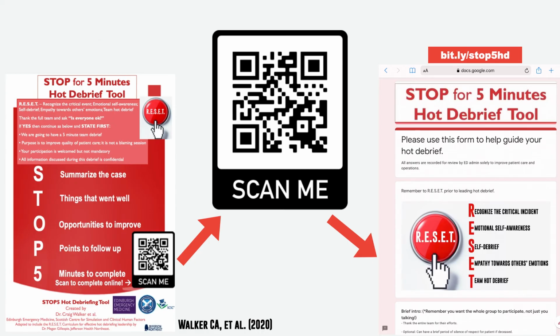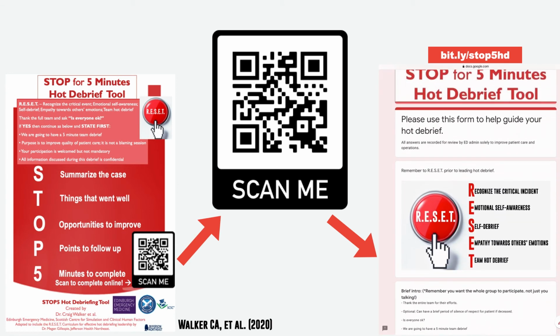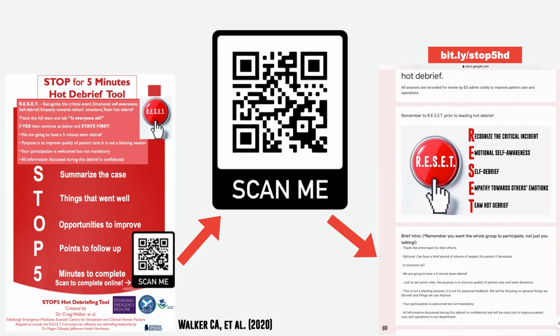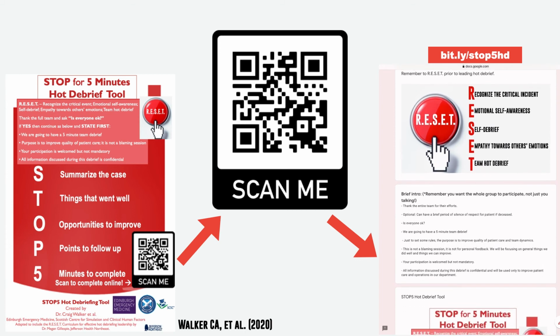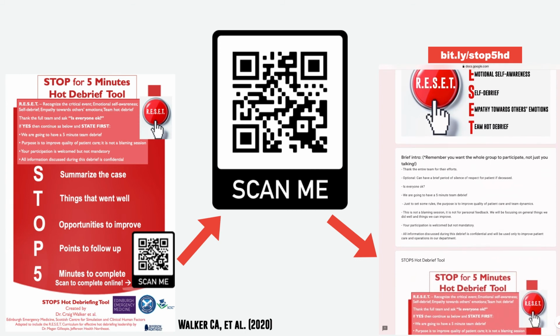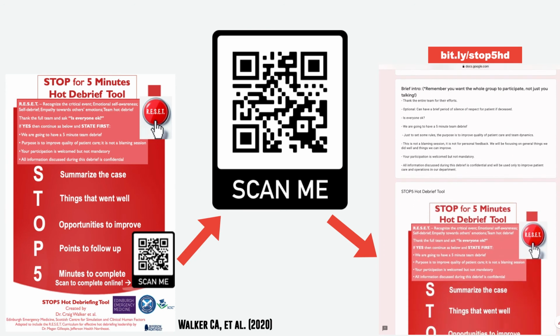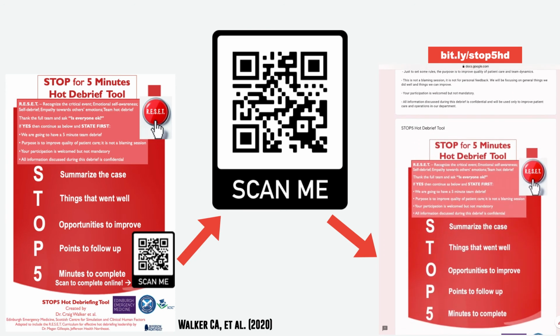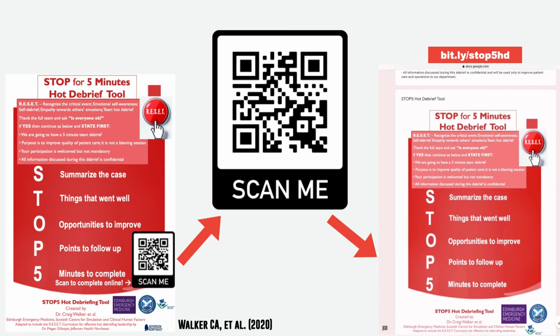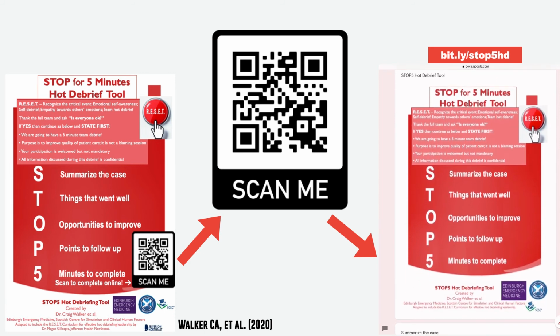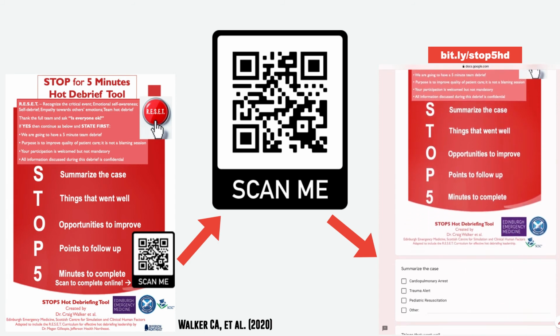So let's go ahead and review exactly what shows up when you use your smartphone to scan this QR code on the posters or on the ID badge cards. Scanning this QR code is going to bring up a Google form that's going to have the Stop 5 and R.E.S.E.T mnemonic on it. It's going to go through the R.E.S.E.T mnemonic so that you can get yourself in the mental space to be an effective and efficient hot debriefing leader. It goes through the script that's preset. You can modify this if you want, but it helps to keep you on task.